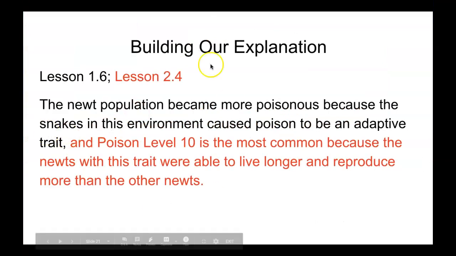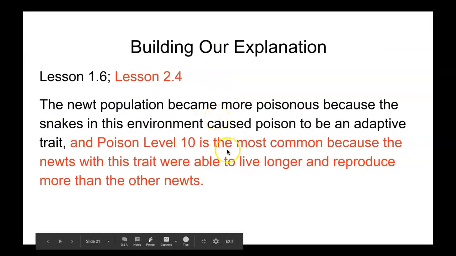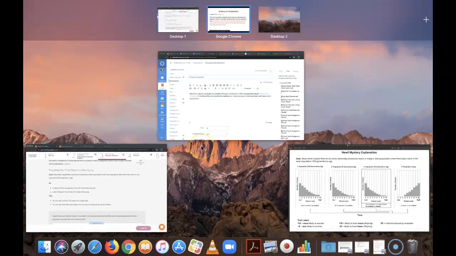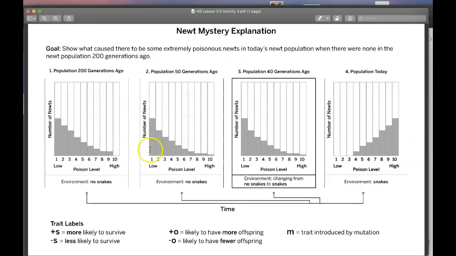Again, we built this explanation, but we got new evidence that the poison level 10 did not exist in the population 200 years ago. So we need to add to it so that it is more of a complete explanation.